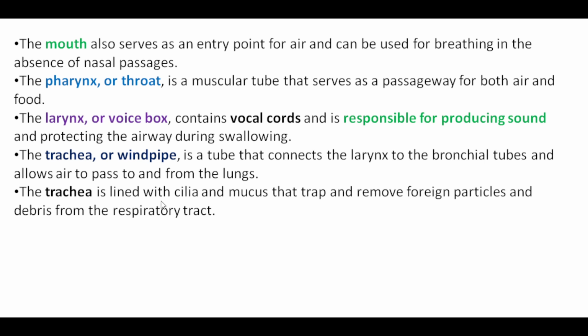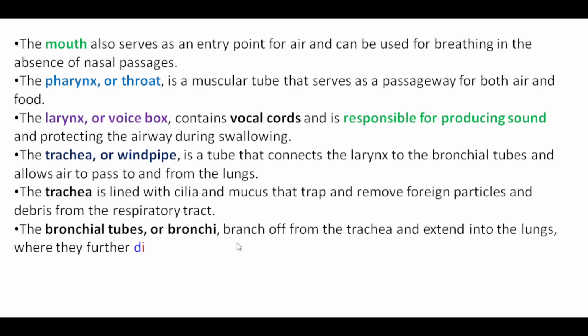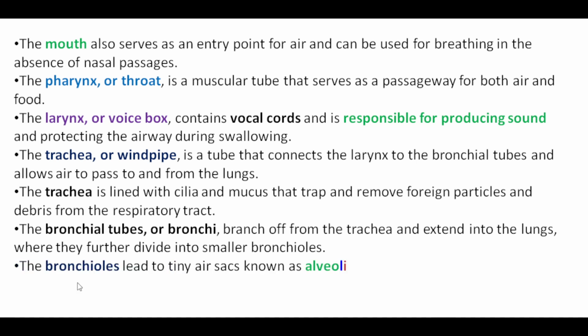The trachea is lined with cilia and mucus that trap and remove foreign particles and debris from the respiratory tract. The bronchial tubes, or bronchi, branch off from the trachea and extend into the lungs, where they are further divided into smaller bronchioles. The bronchioles lead to tiny air sacs known as alveoli, where gas exchange occurs.